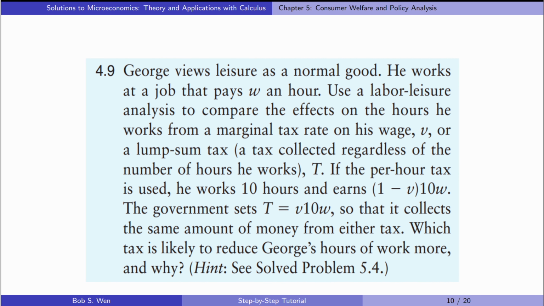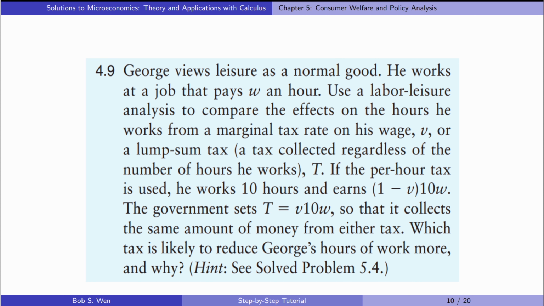Let's solve exercise 4.9. George views leisure as a normal good. He works at a job that pays W an hour. Use a labor-leisure analysis to compare the effects on the hours he works from a marginal tax rate on his wage, V, or lump sum tax, T.